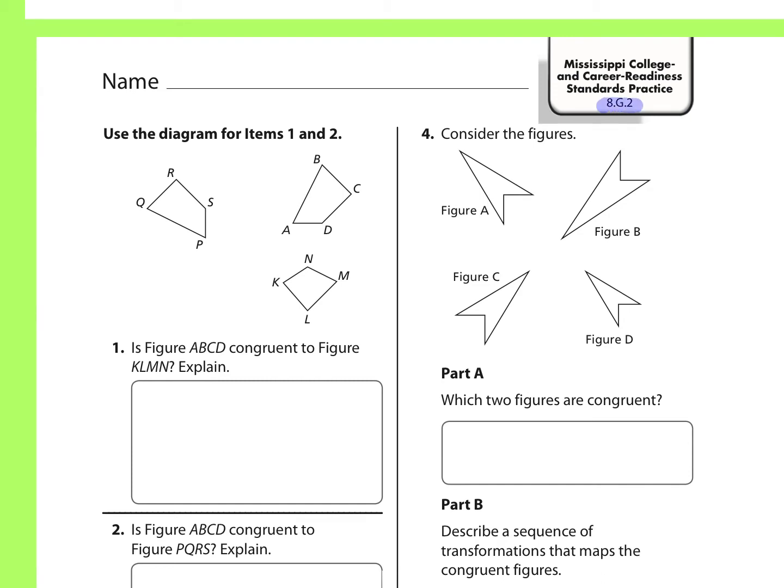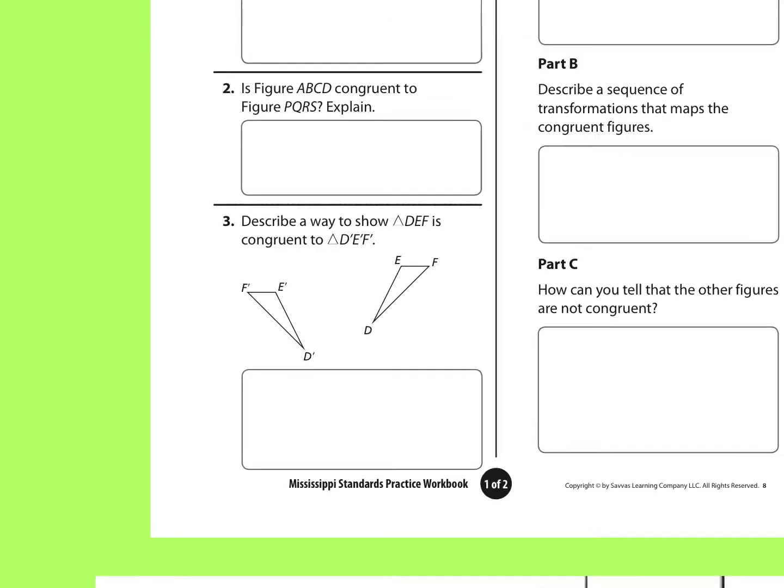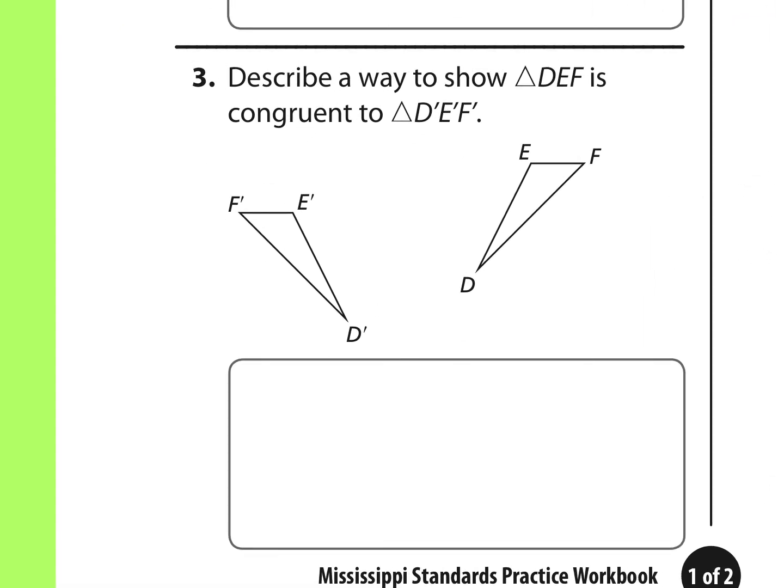Standard 8.G.2 focuses on congruent figures. It also includes combined transformations. So we're going to look at problem number 3. It says, describe a way to show triangle DEF is congruent to triangle D prime E prime F prime.